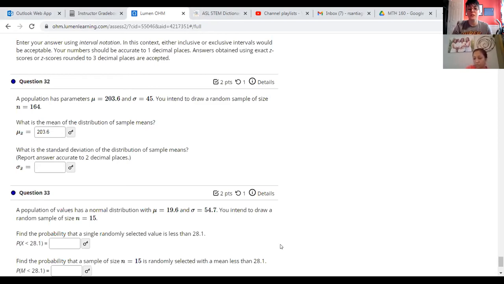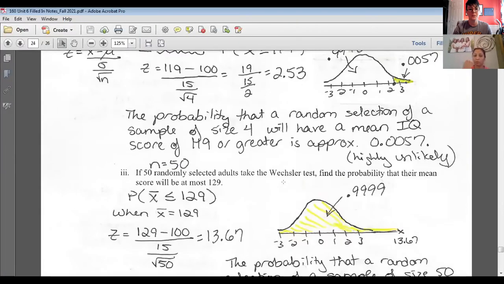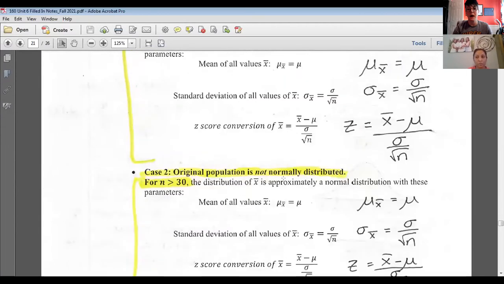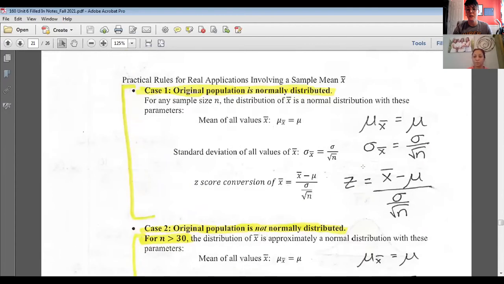So if we were to take a look at our unit 6 notes towards the end, let me scroll up a little bit. You are told that the population mean, as you can see here, is equal to the mean of the sampling distribution of sample means. So they're equivalent. Now, the standard deviation for the sampling distribution of sample means is equal to the population standard deviation divided by the square root of n. So we're going to go to our previous page.